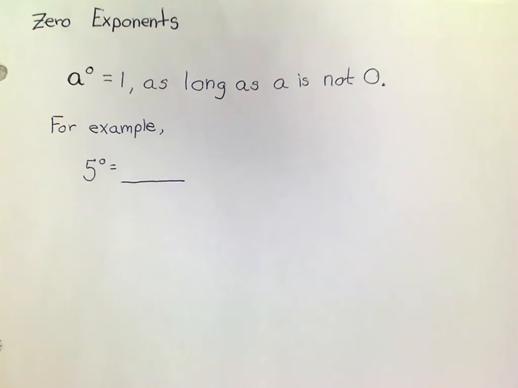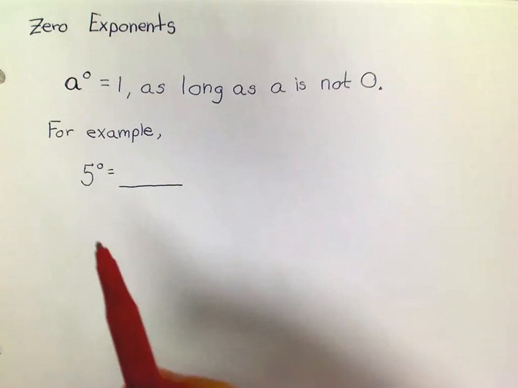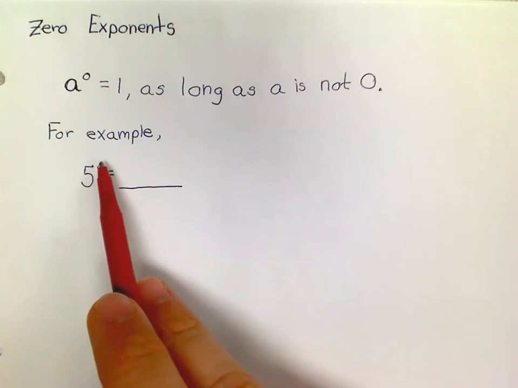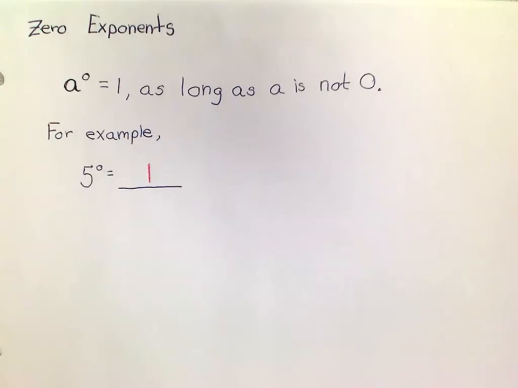Okay, and finally, let's talk about zero exponents. This will be the final discussion point. So, zero exponents: a raised to the 0 power equals 1, as long as a is not 0. For example, 5 as the base raised to the 0 power gives you 1. And that's all you have to know about anything with a zero exponent.